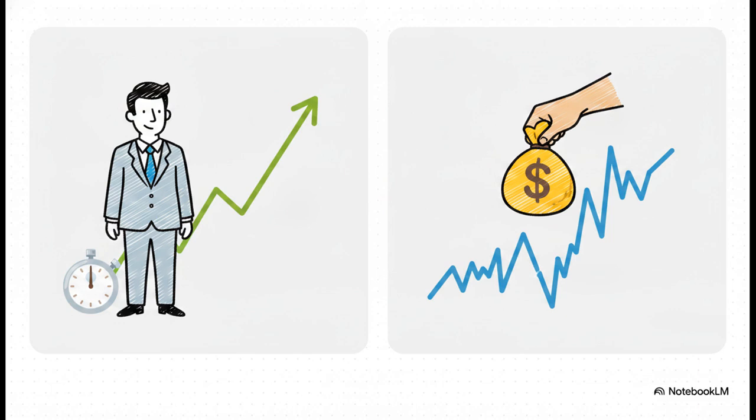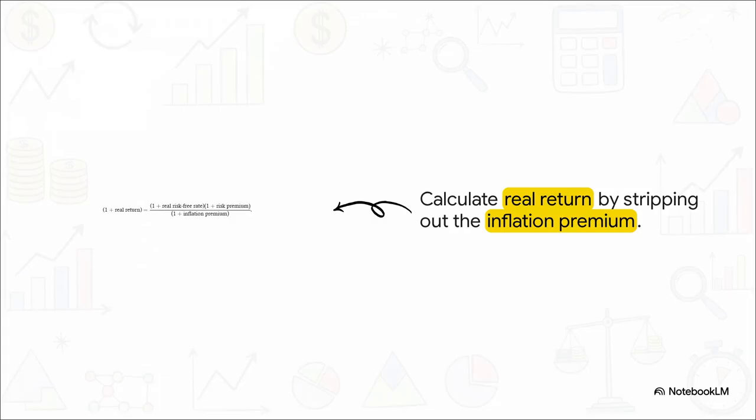On the flip side, the money-weighted rate of return, which is basically just an internal rate of return, accounts for the exact timing of an investor's deposits and withdrawals. So that one is the true measure of how the investor themselves performed. Of course, we also have to adjust those returns for the actual reality of the economy, right? To find the real return, the one that actually increases your purchasing power, you've got to strip out the inflation premium from the nominal rate.